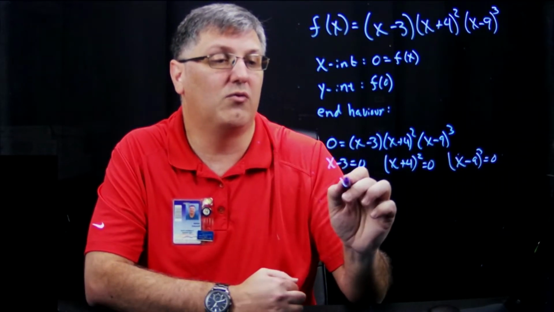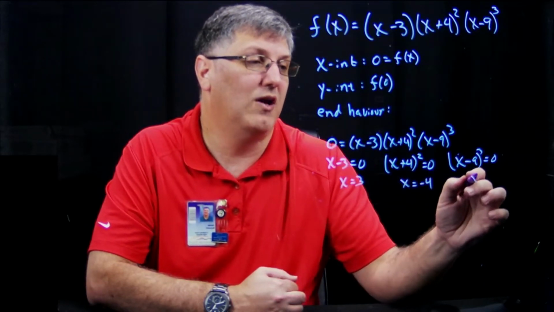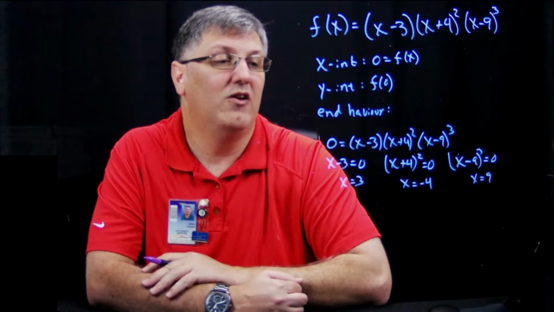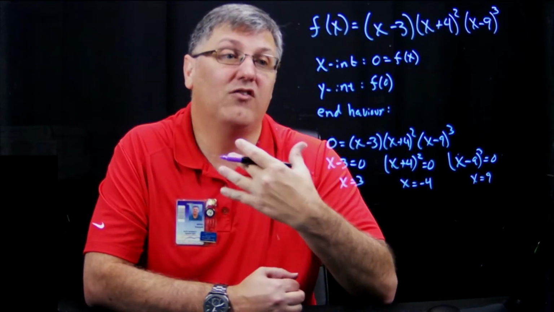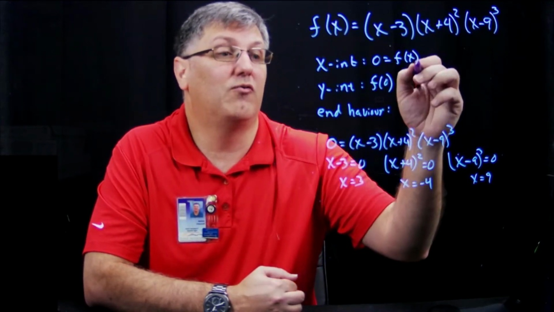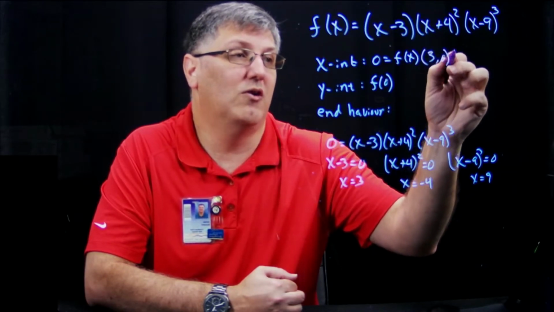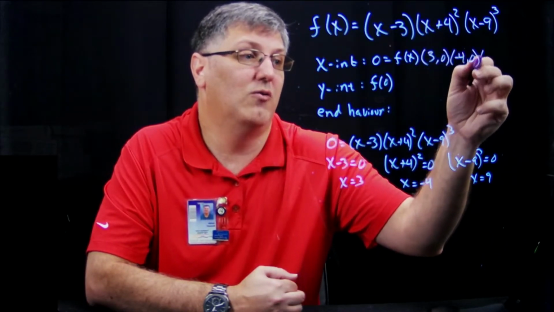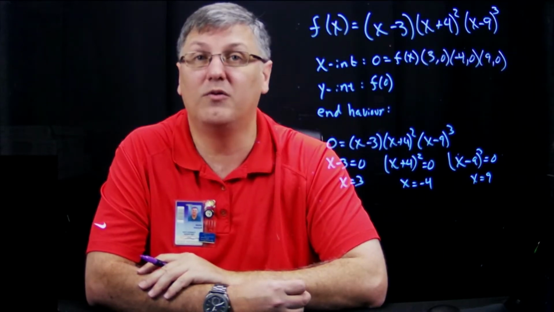When you solve each one of these, my x is going to be 3, my x is going to be negative 4, and my x is going to be 9. So those are my x values. Now my x-intercept is a point, so I'm going to want it as a point. What's really nice is all of my y values are 0. So in this case, my x-intercepts are going to be the points (3, 0), (negative 4, 0), and (9, 0). Done. Easy peasy, lemon squeezy.